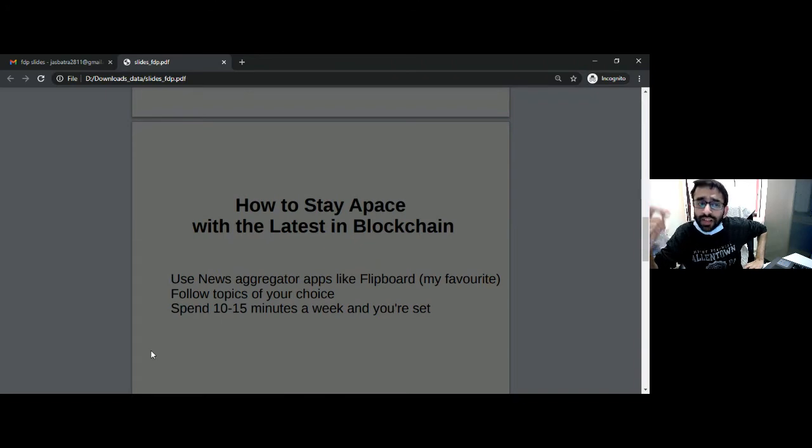Again, because blockchain is very market oriented, very application oriented, it's not a very theoretical field, it's a very practical field, and it's still evolving. People are still learning, people are still imagining applications for it. So therefore these tools would be valuable in my humble opinion. News aggregator apps like Flipboard, that's my personal favorite. You can, of course, look up other similar apps and use any.